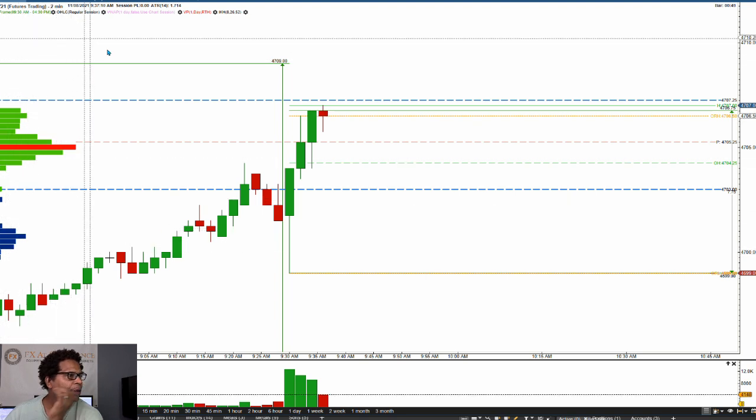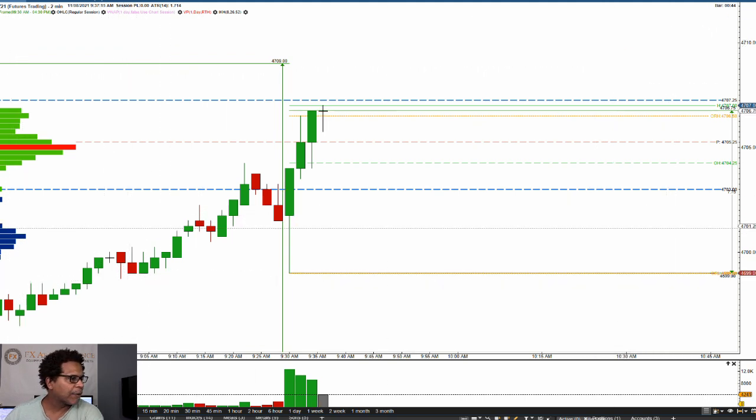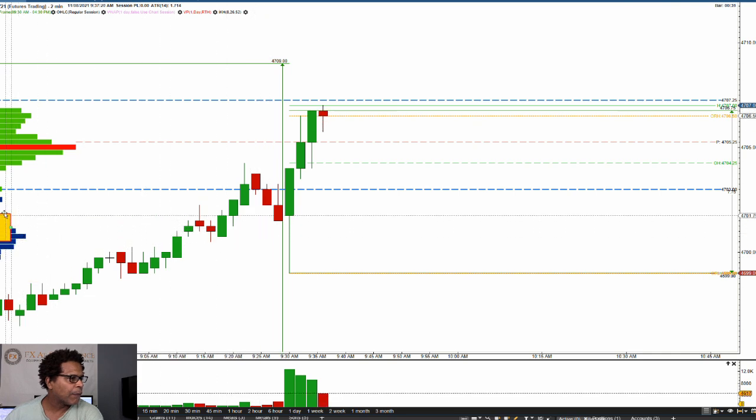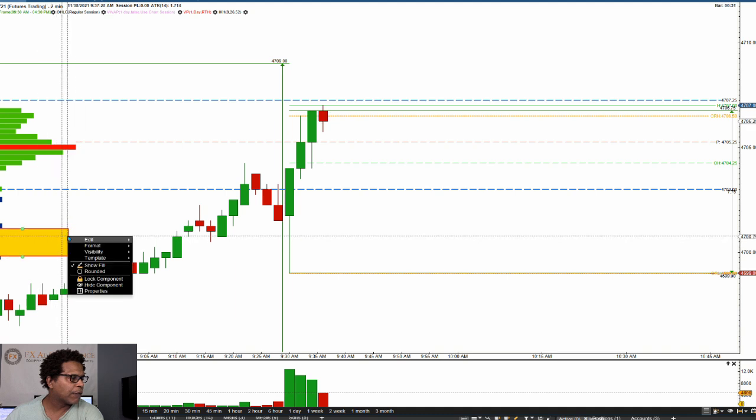So this area is going to be a support and resistance area. Let's mark this area here. This could be a level. Actually, let me not feel this.